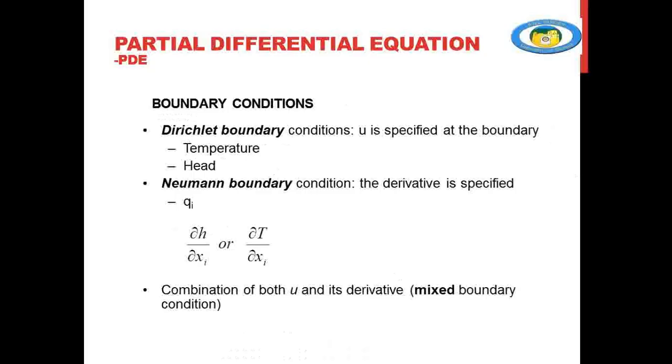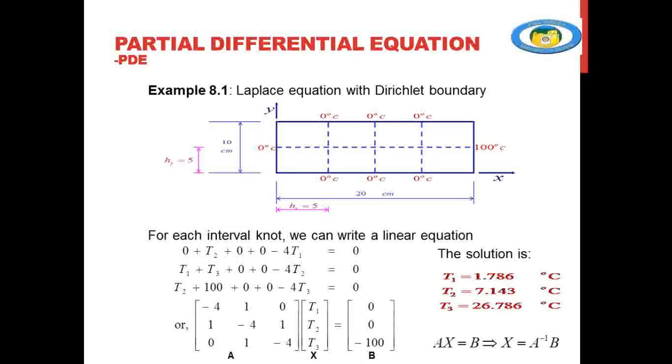Expressing that set of equations for each one of these interior nodes, for example, for the first interior node, if we call that T1, the second interior node T2, and the third one T3, obviously, for the first interior node, this shall be 0 plus T2 along the x-axis, plus 0 plus 0 along the y-axis, minus 4 times the center node, which is T1, 4 times T1 shall be equal to 0.